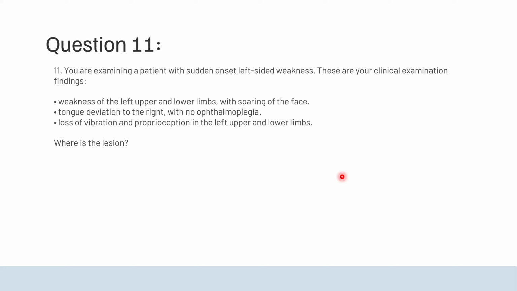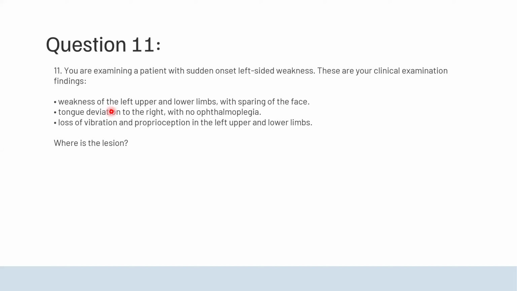Medial medulla, right or left? Right. Okay. Does everyone agree? Do we have any different answers? Right medial medulla? Yes. Okay, perfect. Yes, you are correct. This is the right medial medulla. Why is it the right medial medulla?